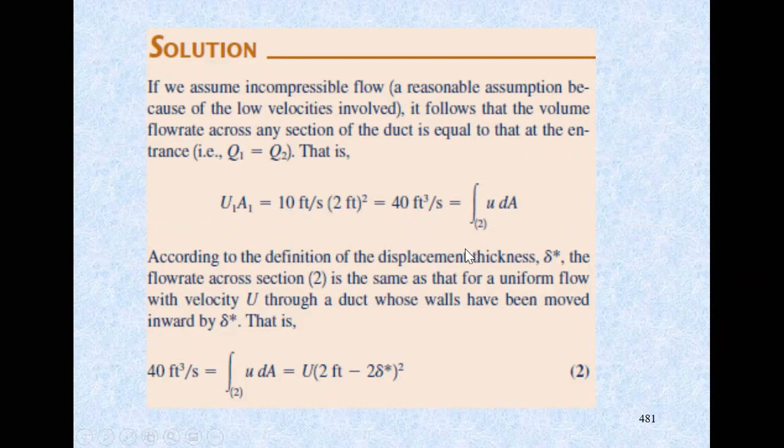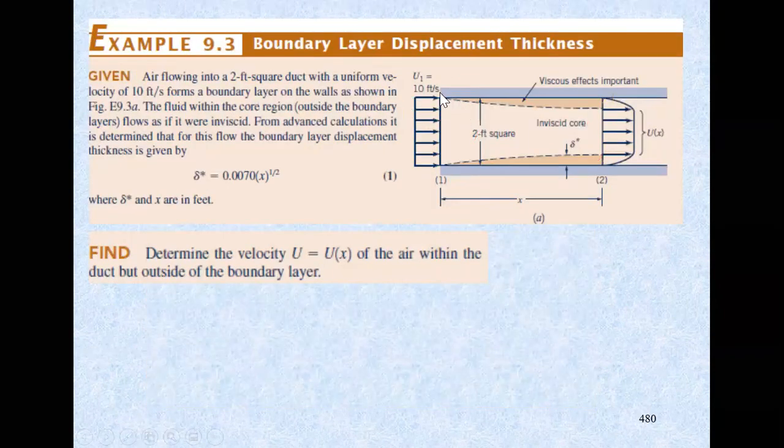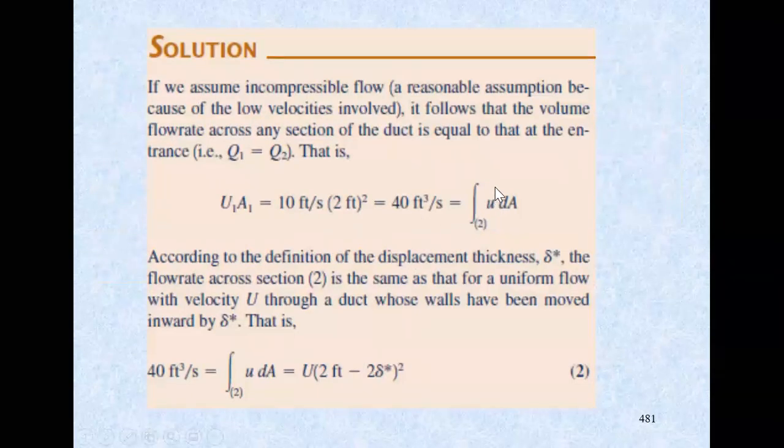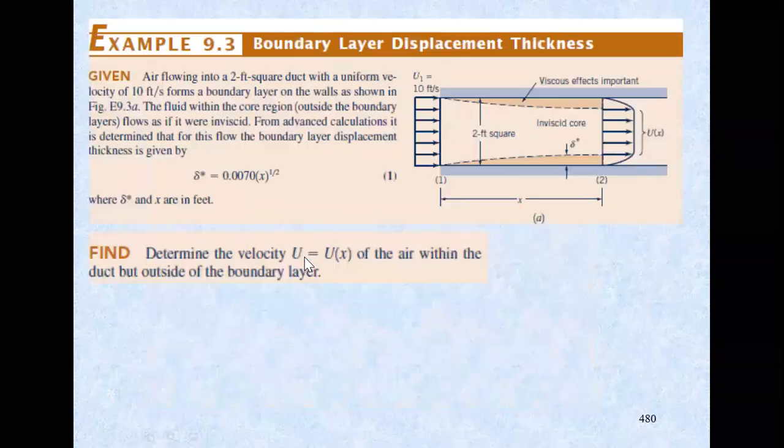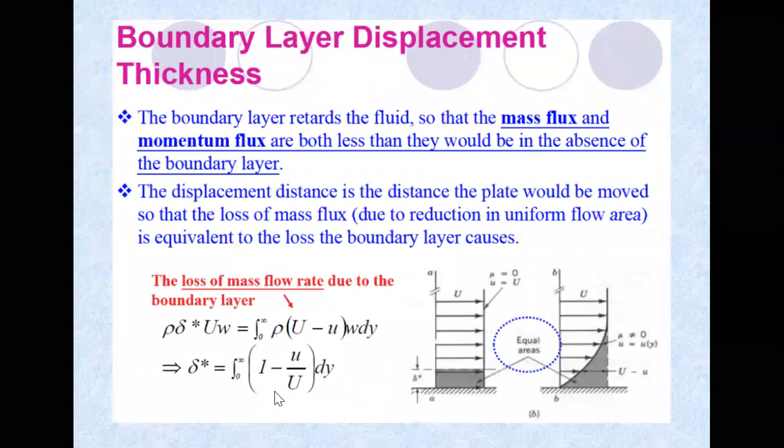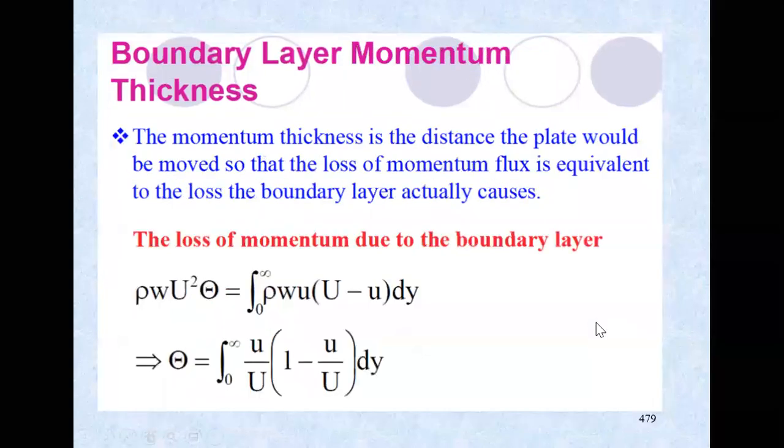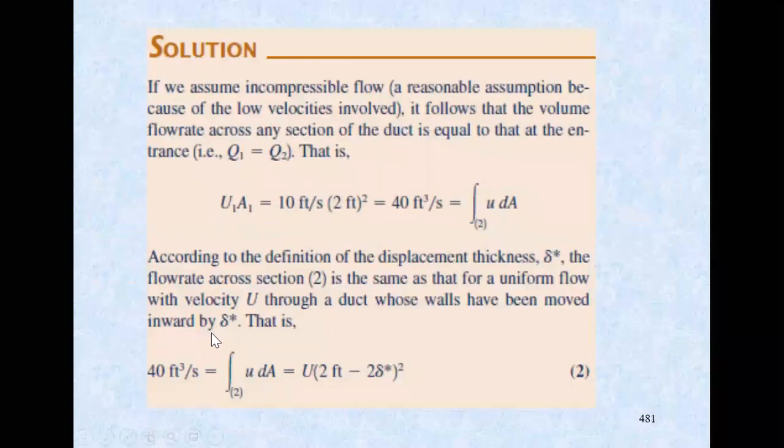So you have 40 feet cubed per second over here. And that is the maximum, because you have the maximum velocity over here. And that actually equals the integral of U dA. Okay, and if we take a look at the displacement thickness definition, we go back again. This one, displacement thickness, integral from 0 to infinity of 1 minus u over U, dy, and this is defined over here previously.